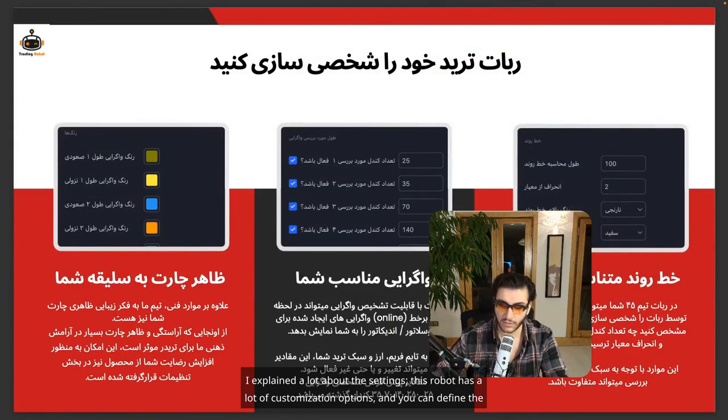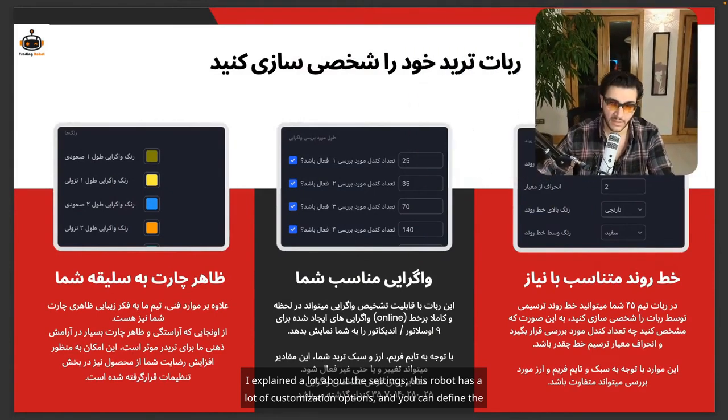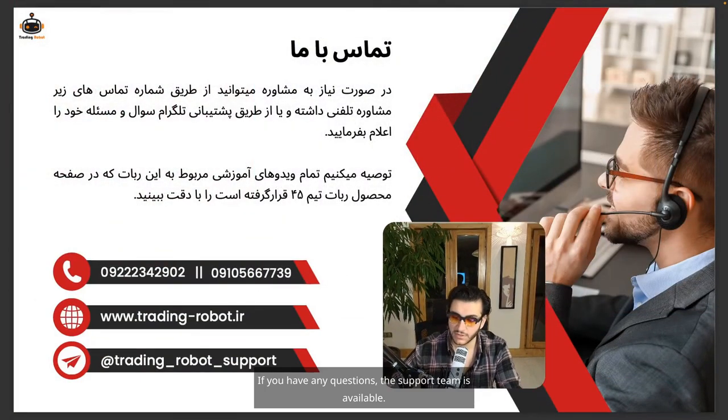I explained a lot about the settings. This robot has a lot of customization options, and you can define the settings yourself. If you have any questions, the support team is available.